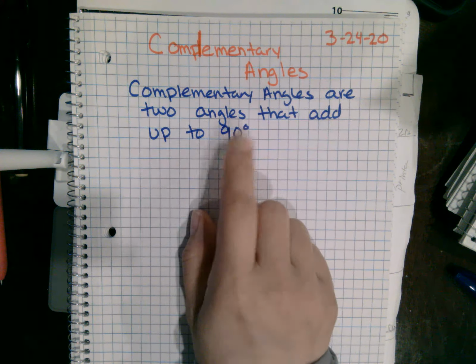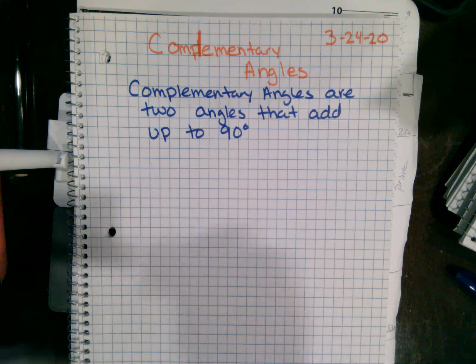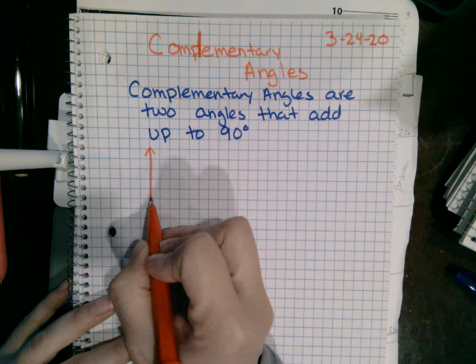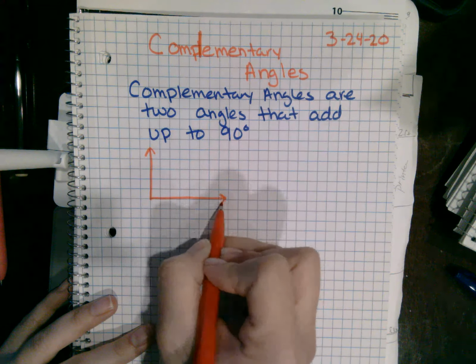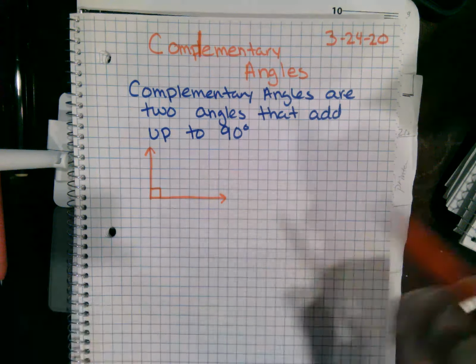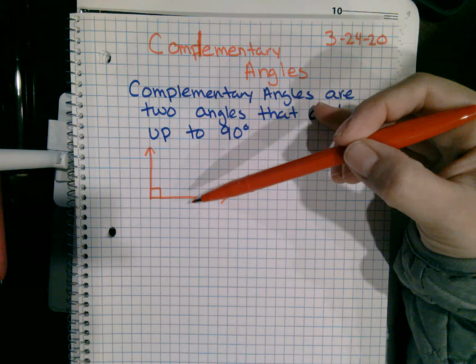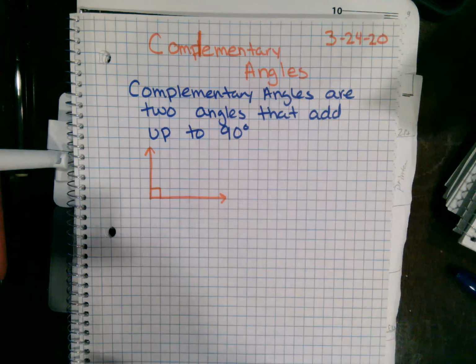Well, yesterday we learned what 90 degrees looks like. 90 degrees looks like the corner of your paper. Okay, just like this. Perfect. And it has the symbol of 90 degrees. So if you have one angle that's exactly 90 degrees, well, that's called a right angle.